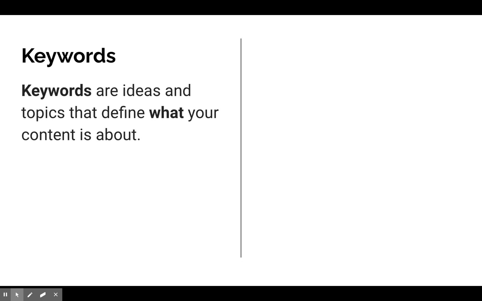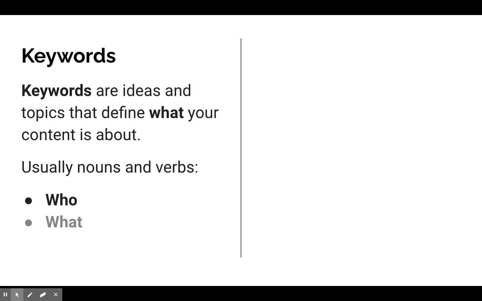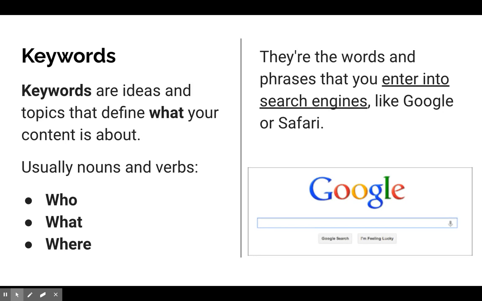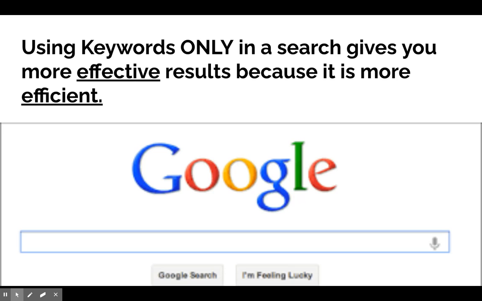Keywords are ideas and topics that define what your topic is about. They're usually nouns and verbs like who, what, and where. They're the words and phrases that you enter into search engines like Google or Safari. Using keywords only in a search gives you more effective results because it is more efficient. Try to use only 3 to 5 words in your search.